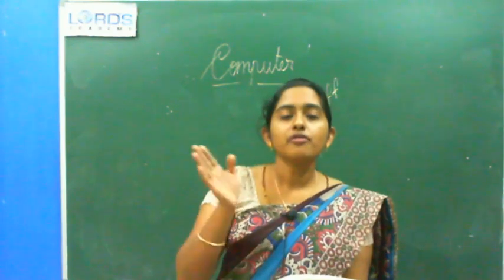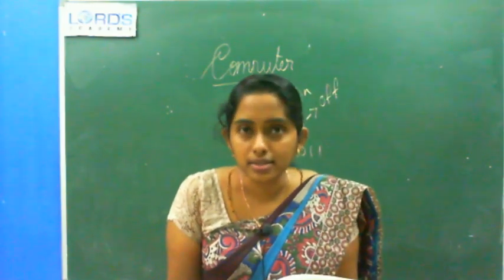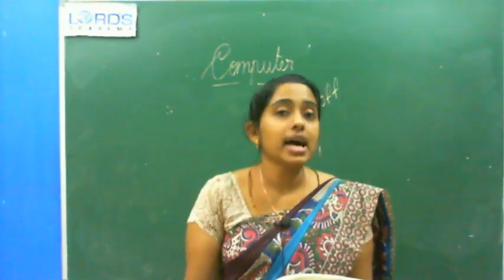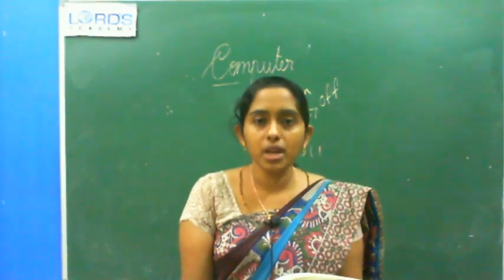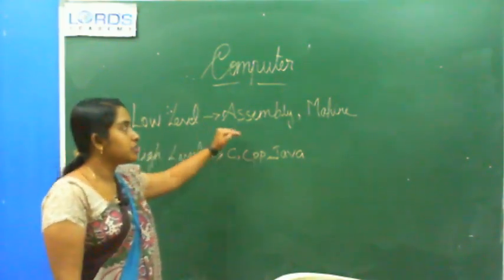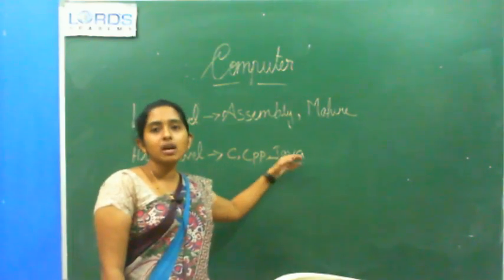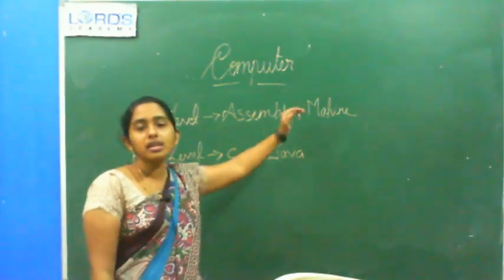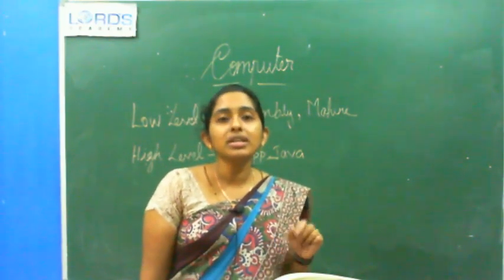If you want to translate those languages to machine language, we need a translator in between. Mainly there are 3 types of translators: assembler, compiler, interpreter. Mainly there are 2 levels of languages, low level language and high level language. Low level language means assembly language and machine language. In high level language you can see C, CPP, Java and similar languages. We have to convert assembly language and high level languages into machine language so the computer can understand, so we have to use a translator in between.